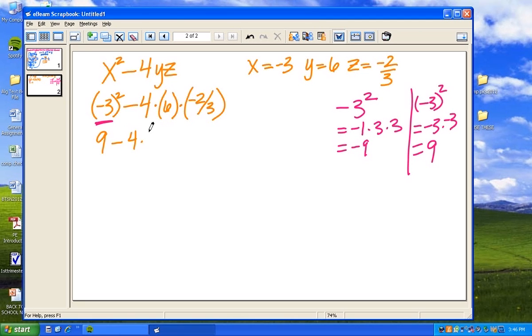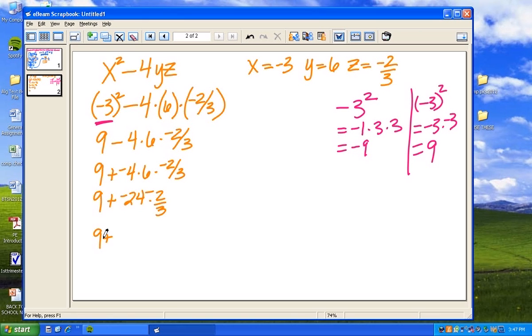And I'm going to just write it out because I want to make sure that I only do one step at a time. Now I cannot do the subtraction piece. I have to do the multiplication and division first. So I'm going to change my subtraction to addition and make that a -4 times a 6 times the -2/3. And now I'm going to combine my -4 and my 6, which is a -24 times that 2/3, which is also negative. Still can't do my 9 plus, so I'm going to write it.